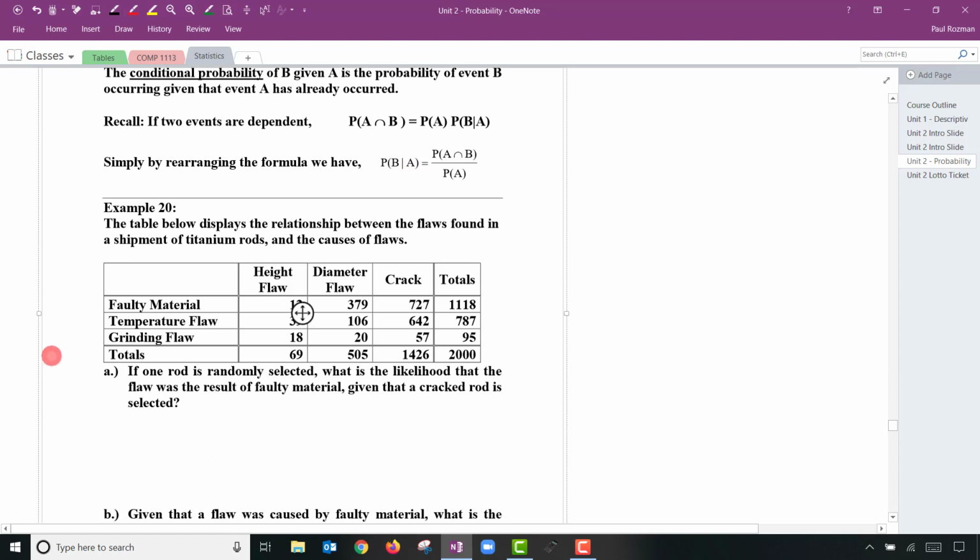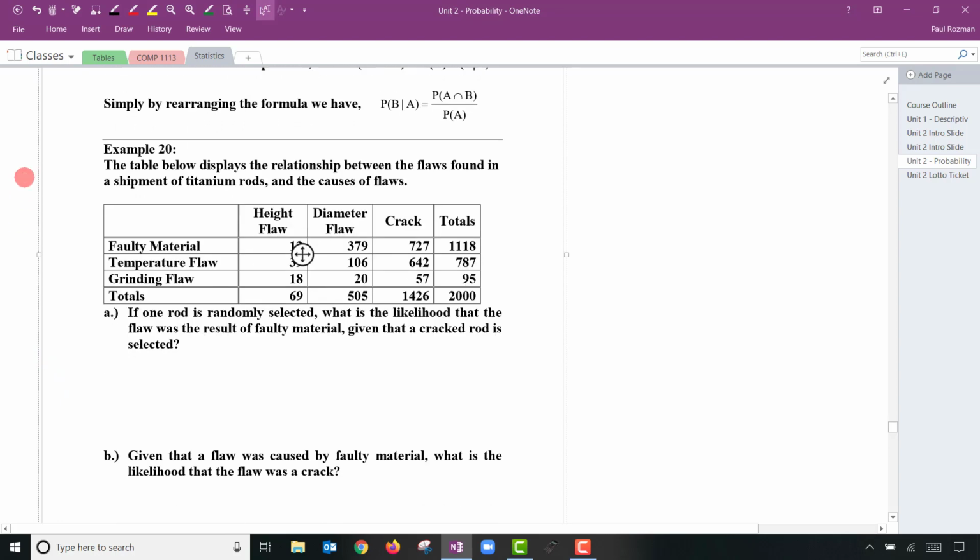Here's a little example involving titanium rods. We have this little table. We studied 2,000 titanium rods, and they had various problems and reasons for those problems. Some of them were too long or too short. Some of them, their diameter was wrong. Others had a crack. And some reasons for these things might have been the material was faulty, the temperature wasn't right in the casting process.